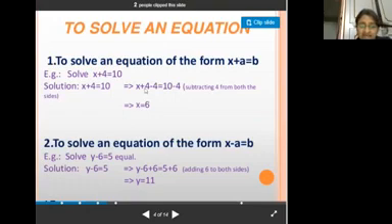4 और 4 cancel हो जाएगा, plus 4 and minus 4 is equal to 0. So x is equal to 10 minus 4. 10 minus 4 is equal to 6. So x is equal to 6.